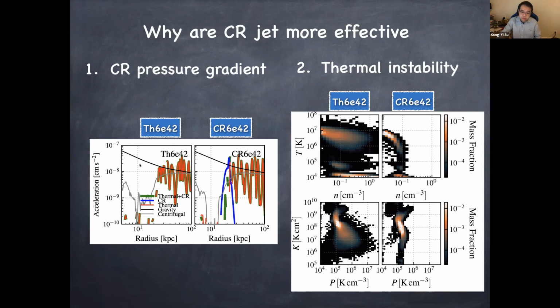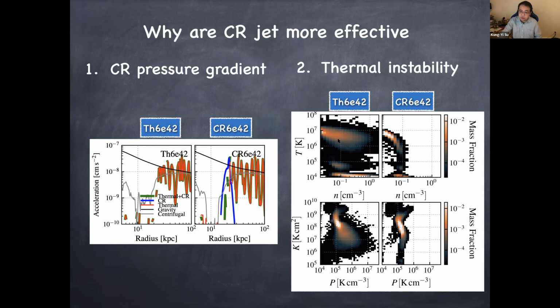On the other hand, for the thermal jet, since at this radius the cooling time is short, the thermal pressure gradient is not always pointing outward, so you lose the thermal pressure support. So this is, we think, partially why the cosmic ray jet, with the same energy flux, quenches the galaxy more efficiently.